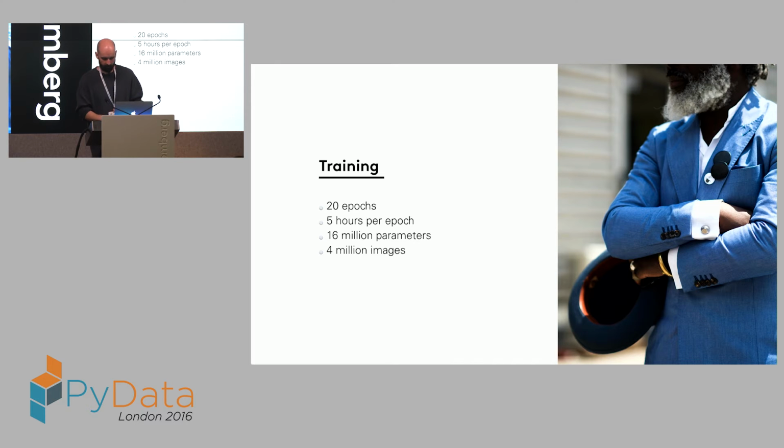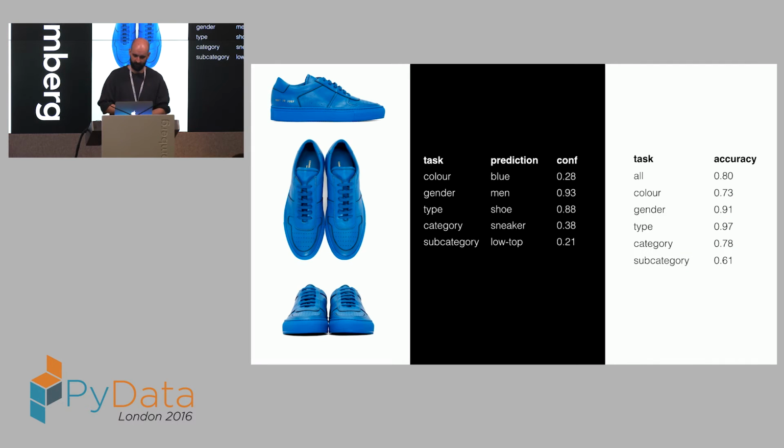So we train that for a few days, and then we can test it out with something like this. So we put in a pair of blue. This is a very easy example. It's very clean. It's very blue. There are more complicated ones that don't work quite as well. But so we put these 3 images in, get our representation, and run predictions on the representation. You see it gets it right. So blue, it's for men, it's a shoe, it's a sneaker, it's a low top. So that's good. Not always as good, but it's good.